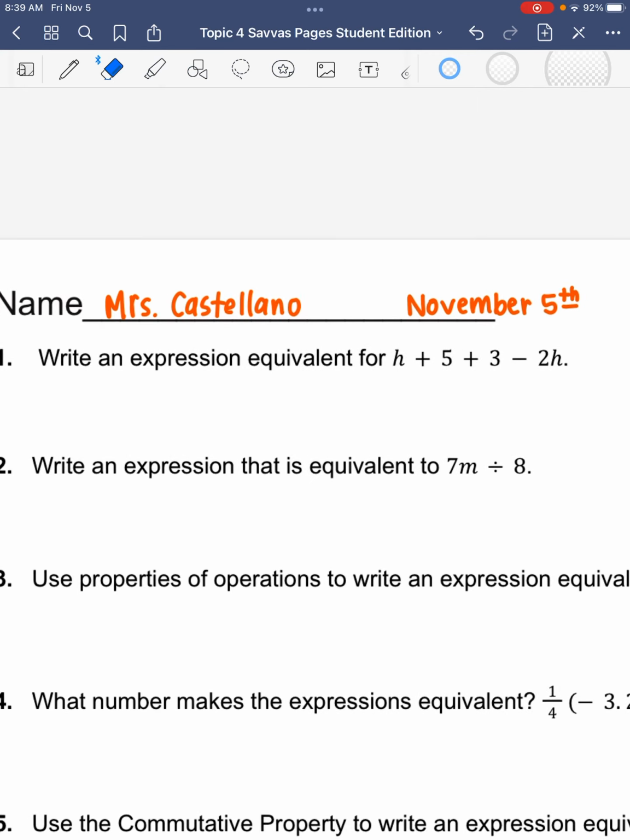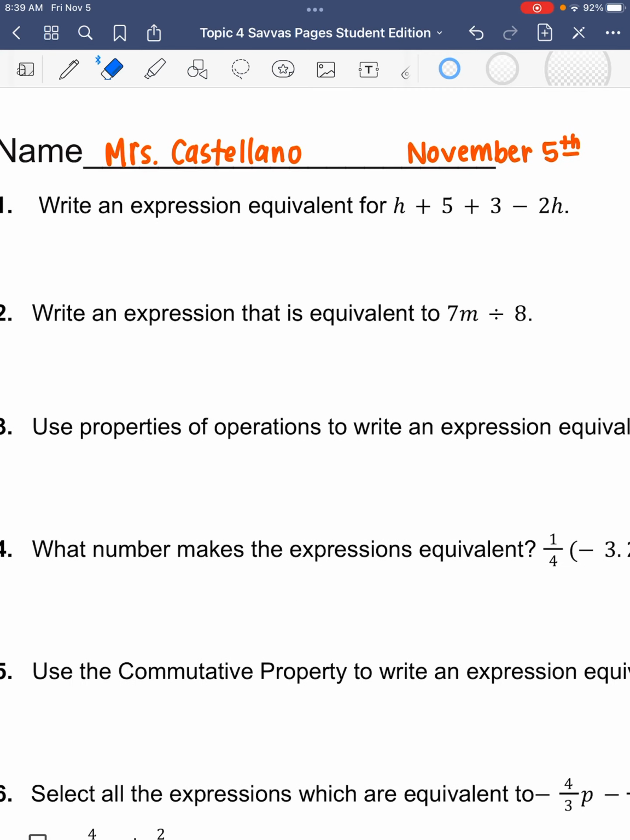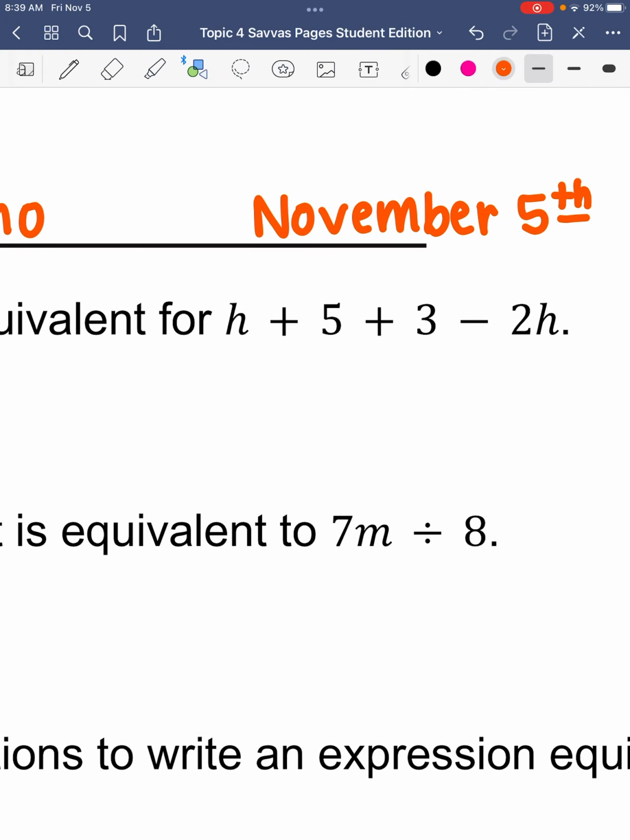Number 1, write an expression equivalent for h plus 5 plus 3 minus 2h. So we are going to be combining like terms here. So I'm first going to identify my like terms. Like terms will have the same variable. So I see I have an h here and a negative 2h here.